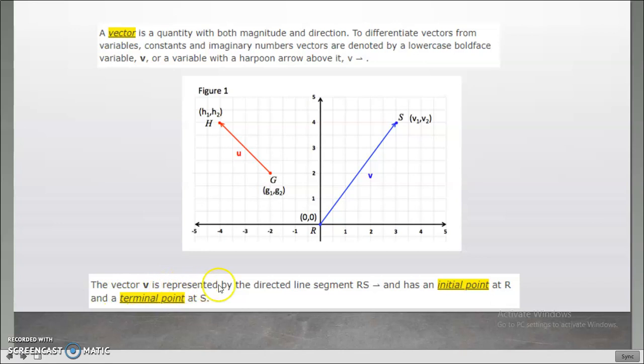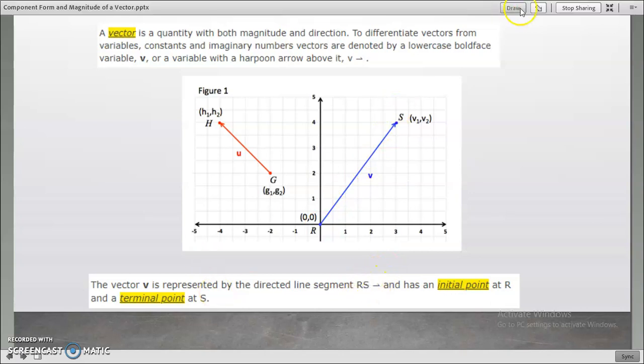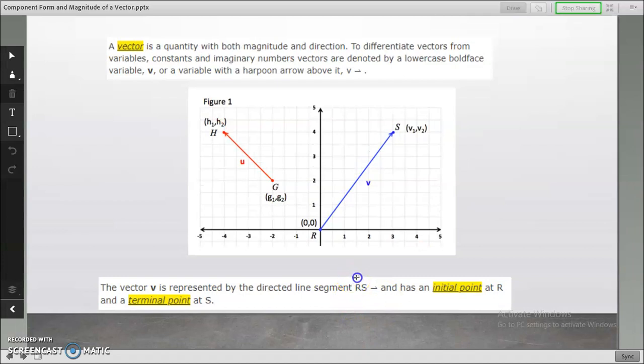The vector v is represented by the directed line segment RS. And I apologize, this is supposed to be over. Let's draw it over. Oops. And it has the initial point at R and a terminal point at S.